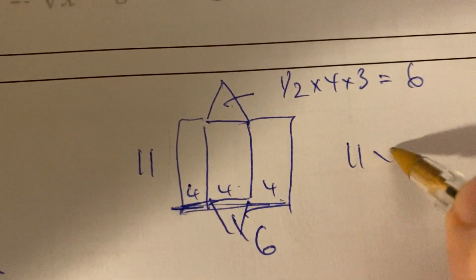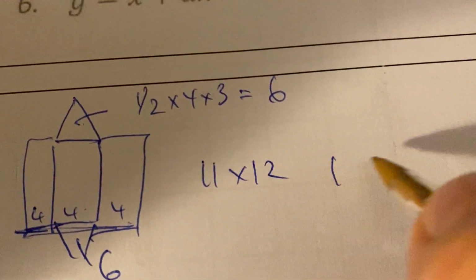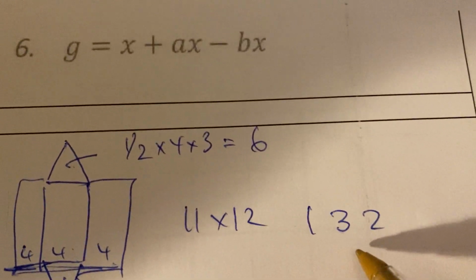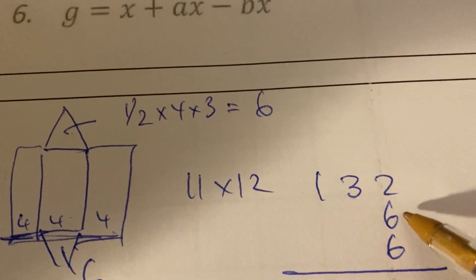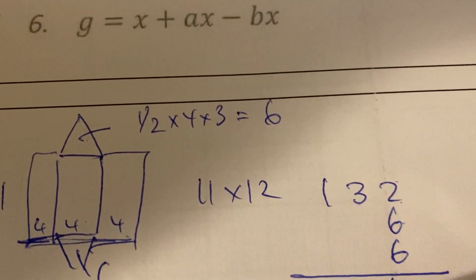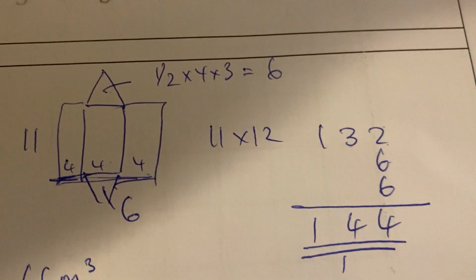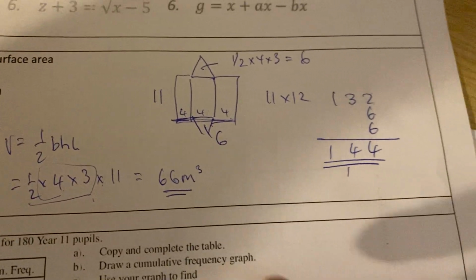So it's 11 times 12 gives me this surface area here. 11 times 12, split the 1 and 2, add them 3. So that's 132 plus my 6 plus my 6. So that's 6, 12, 30, 14. 3 and 4 is 1, boom. And that's how I do that. So that is all of that. Let's come to the other bit later.